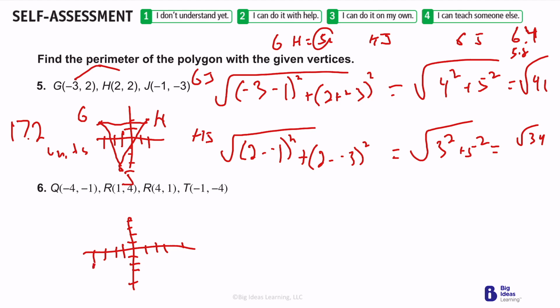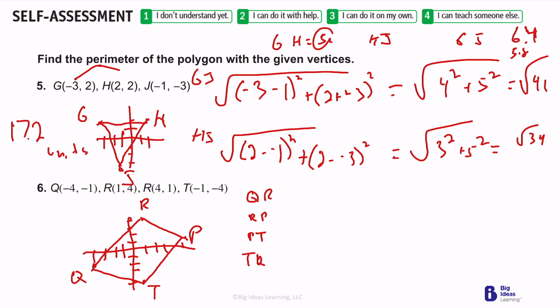So -4, -1 is here. 1, 4 is here. 4, 1 is here. And -1, -4 is over here. Let's call this Q. 1, 4 is R. I'm going to call this one P just because I want to have two R's. That's ridiculous. And then T. So this time there's no straight lines at all, so we got to do 4 different distance formulas. So fun times. So you got to do QR, RP, PT, TQ.